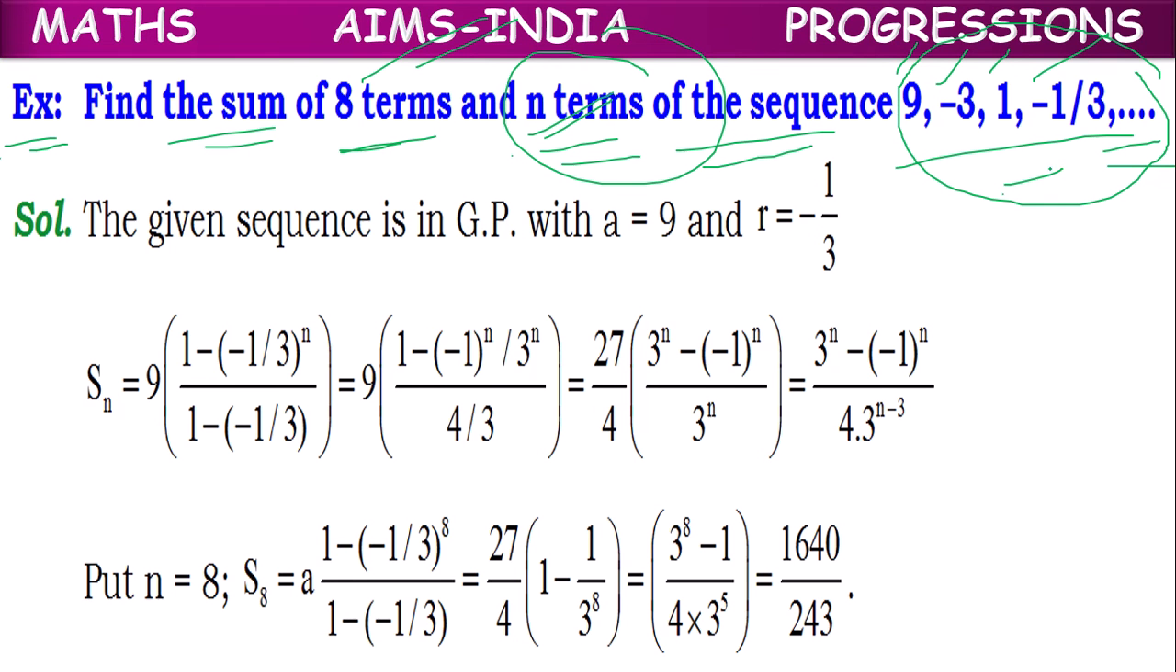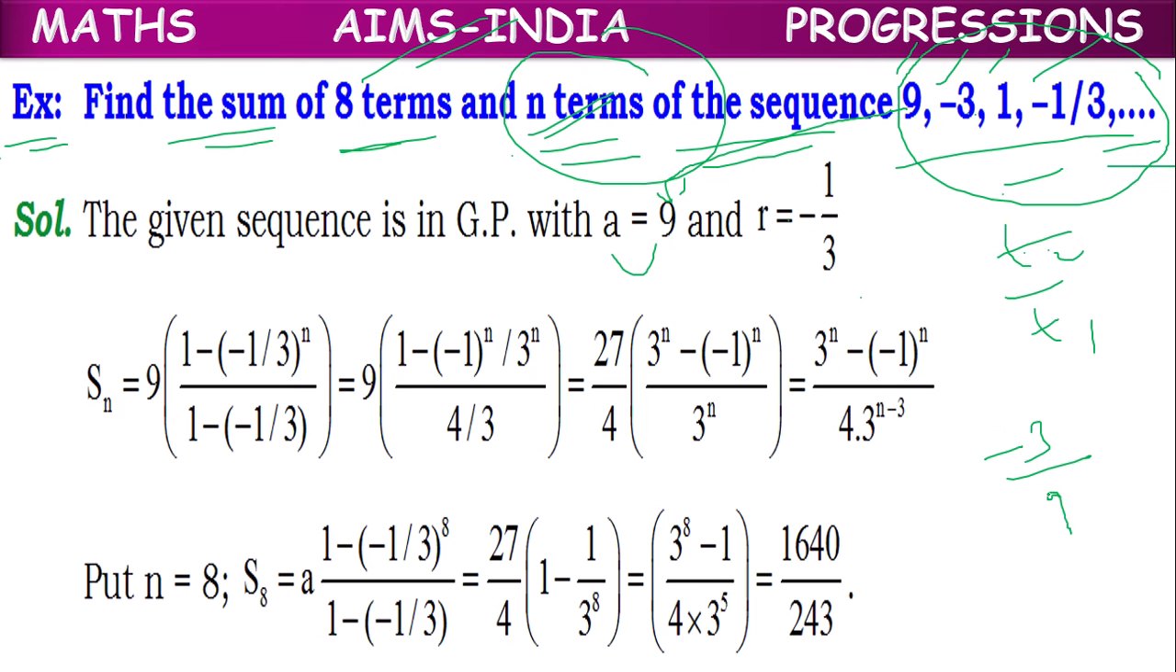So in the given GP, the first term a equals 9, and the common ratio r. How to calculate the common ratio? We have the formula T2 by T1, where T2 is -3 and T1 is 9.